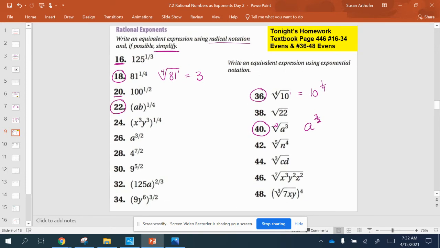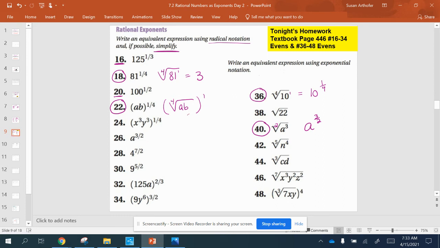So number 22 says to write it as a radical. So it's to the first power, fourth root of AB. Can you do anything with that? Can you do the fourth root of A or B? Is there enough for something to get out? Nope. So that's it. That's the answer.